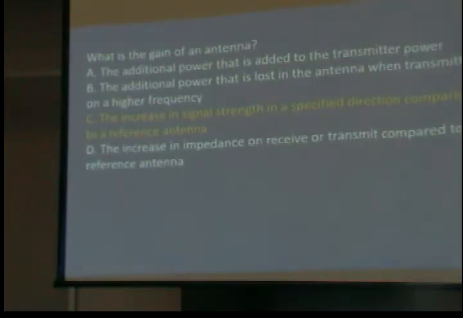What is the gain of an antenna? It's the increase in signal strength in a specified direction compared to the reference antenna. A reference antenna is a quarter wave dipole. If I increase the signal strength by 6 dB in that direction, it's got 6 dB of gain.